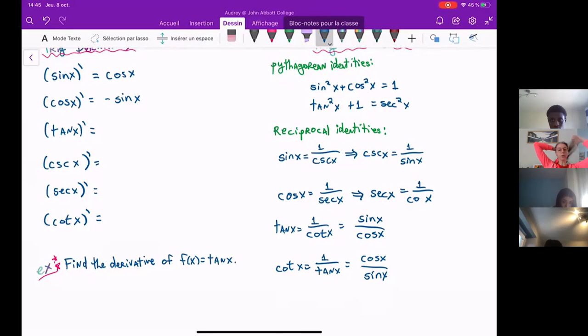And in order to do this, if we want to only use things that we know and that I've given you today, a good place to start would be by using this reciprocal identity that tells us that tangent is equal to sine of x over cosine of x. So we're going to start off in the same way that we use algebra to simplify. We're going to use these trig identities to simplify. So I can say that f of x is equal to tangent x is equal to sine x over cosine x.